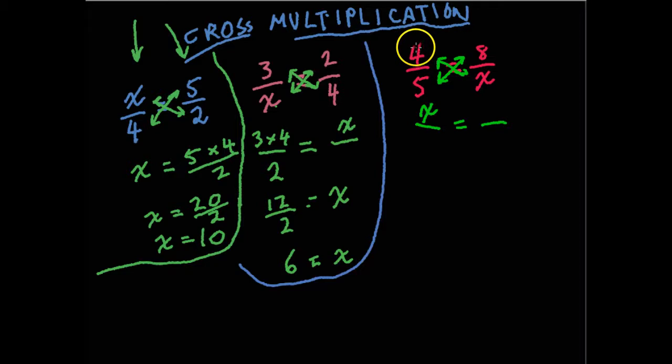4 can move from the top down to the bottom on this side. 8 can stay where it is. And the 5 will move from the bottom here up to the top there. After that, it's just a matter of doing the maths. 8 times 5 is 40, 40 over 4. So x equals 40 divided by 4, which is 10.